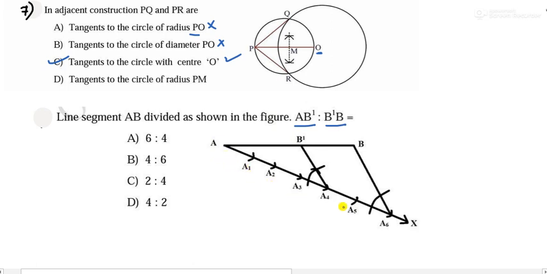Once again, the total is 6 and the starting point is 4. So it should be 4 is to something which, if we add it, becomes 6. So how much is this to 6? 2, right? Therefore the answer is 4 is to 2, option number D. Moving to next question now.